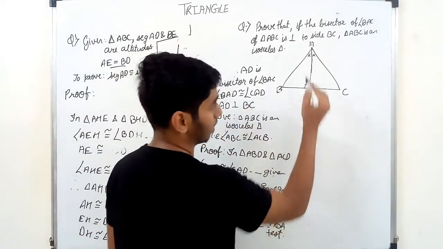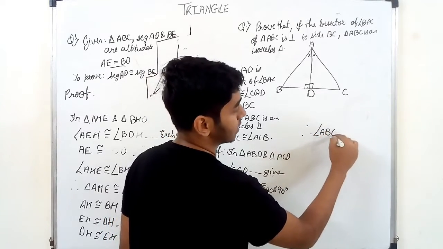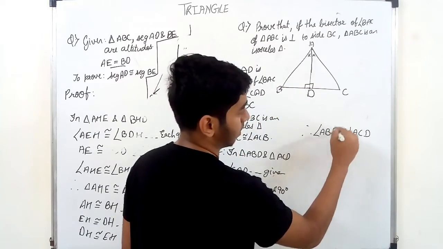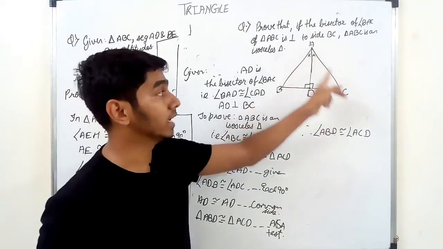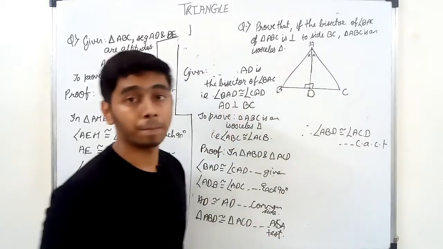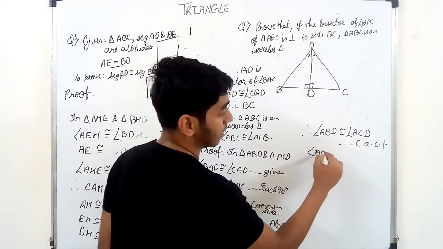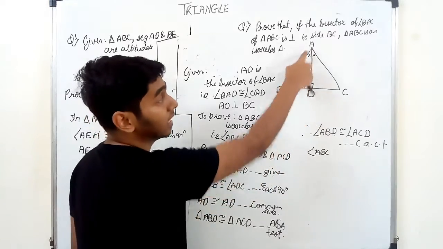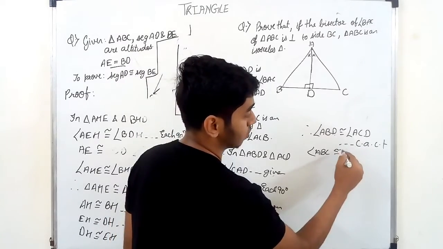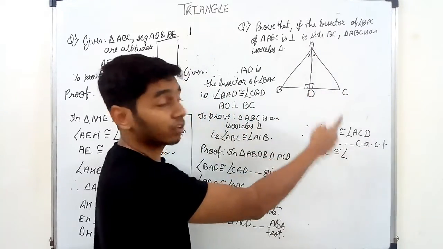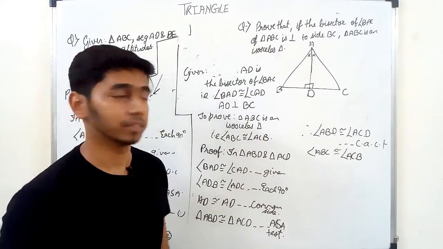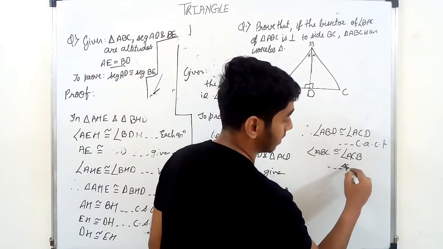Therefore, we can say angle ABD is congruent to angle ACD. Why? CPCT. Yes or no? Therefore, instead of ABD, we can say ABC. Why? Same angle but different name. Yes or no? So ABC is congruent to, same way, ACD, instead of ACD, we can say ACB. So ACB. Correct? So same angle with different name, you can write the reason.